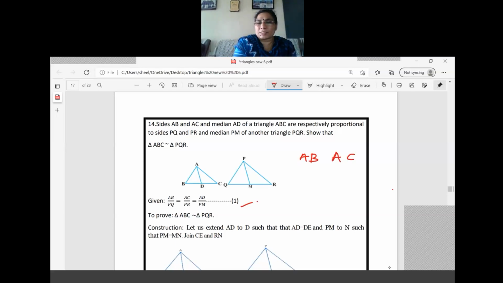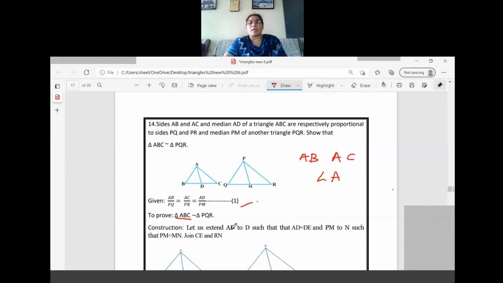So in triangle ABC, which side is remaining? BC is remaining, right? The bottom side is remaining. But for that we don't have any information. So SSS criteria we cannot apply. Two sides are given, AB and AC. Then we require the included angle A, right? Then only SAS criteria we can apply.